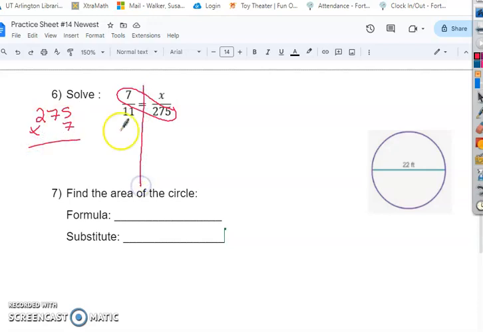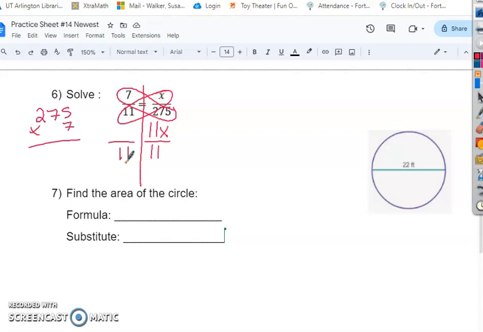Okay, that'll go here. On this side, we get 11x. Okay, then to get our x by itself, we divide by 11. Make sure I wrote that right. Looks like I did. Okay, number 7, find the area of the circle.